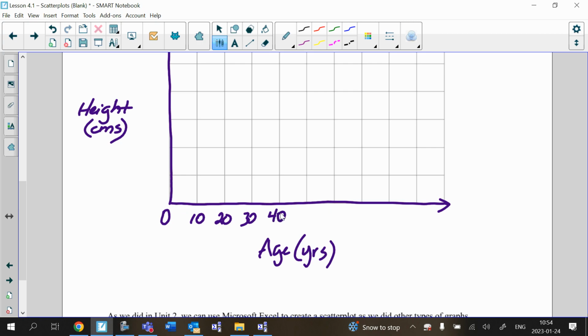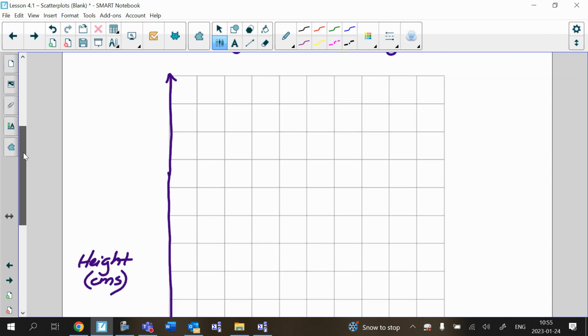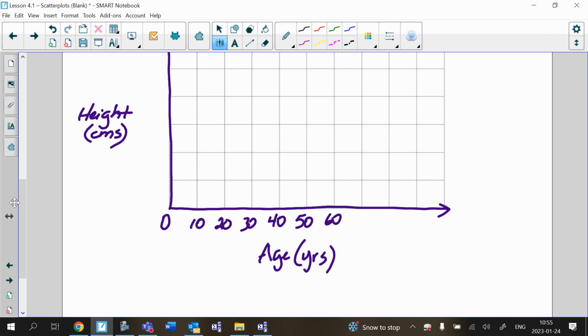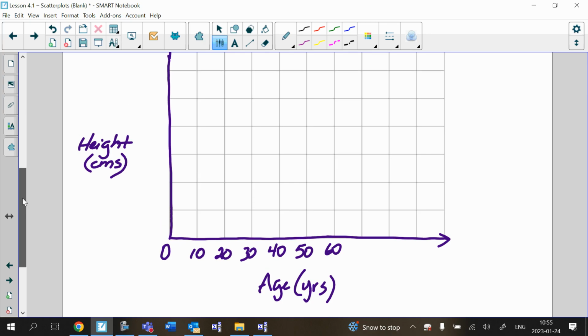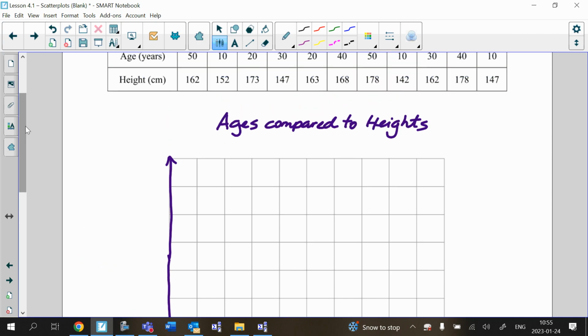Yeah, 50 was the highest, so I usually just go one more. Now the height's a little different because we want to start at 0, but if you look at all the numbers, the smallest height is 142, and the tallest height looks to be 178. Well, I suppose you could go up by 5 starting from 0, but you'd be going up a long way before you start plotting any.